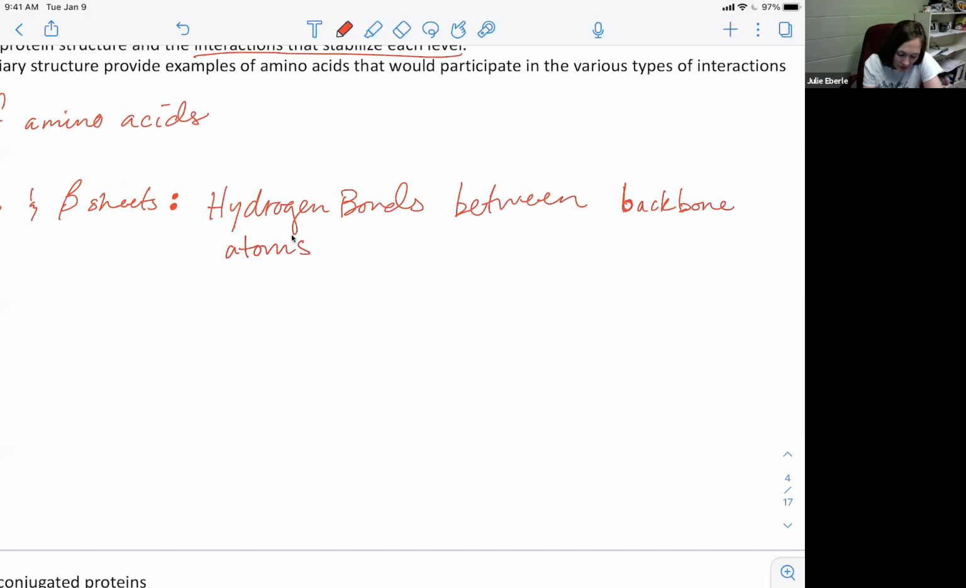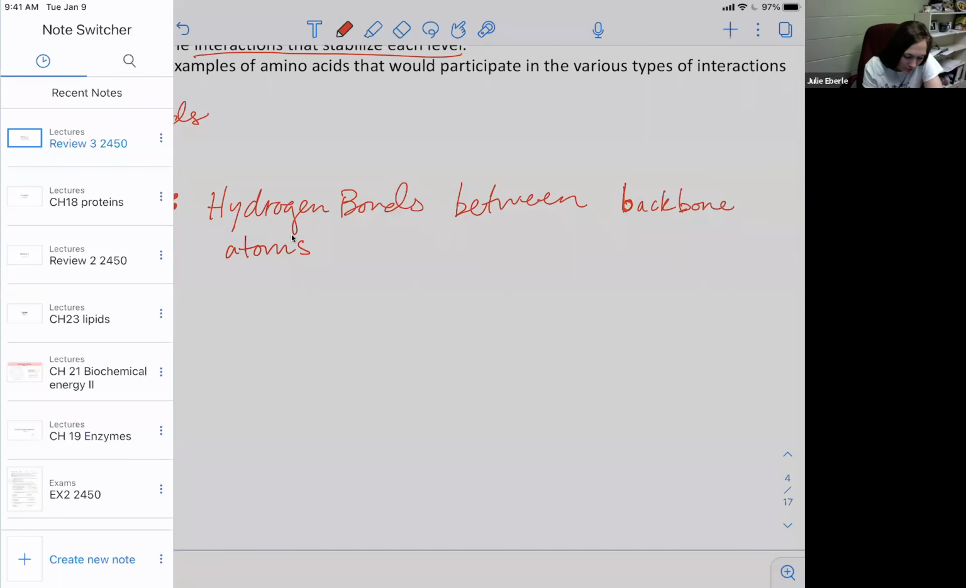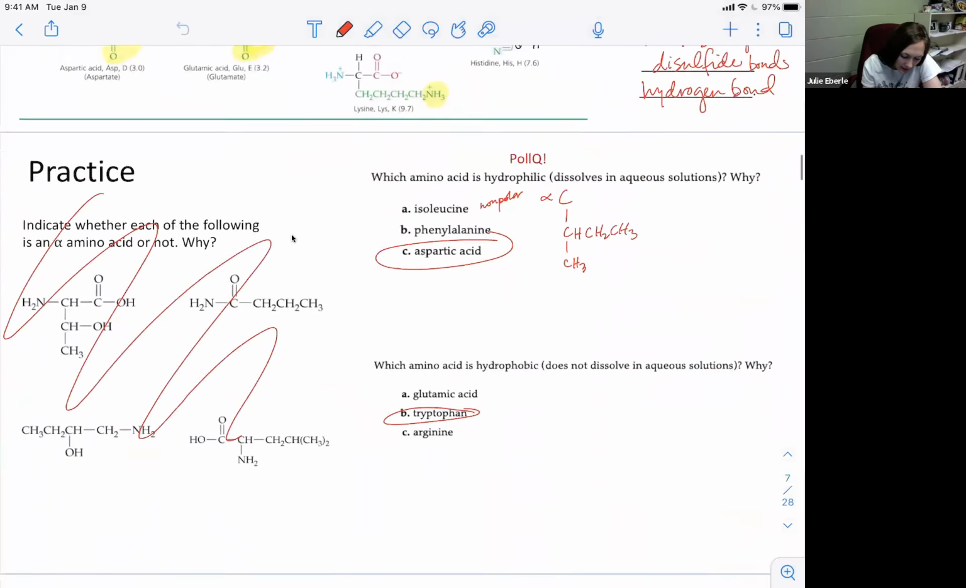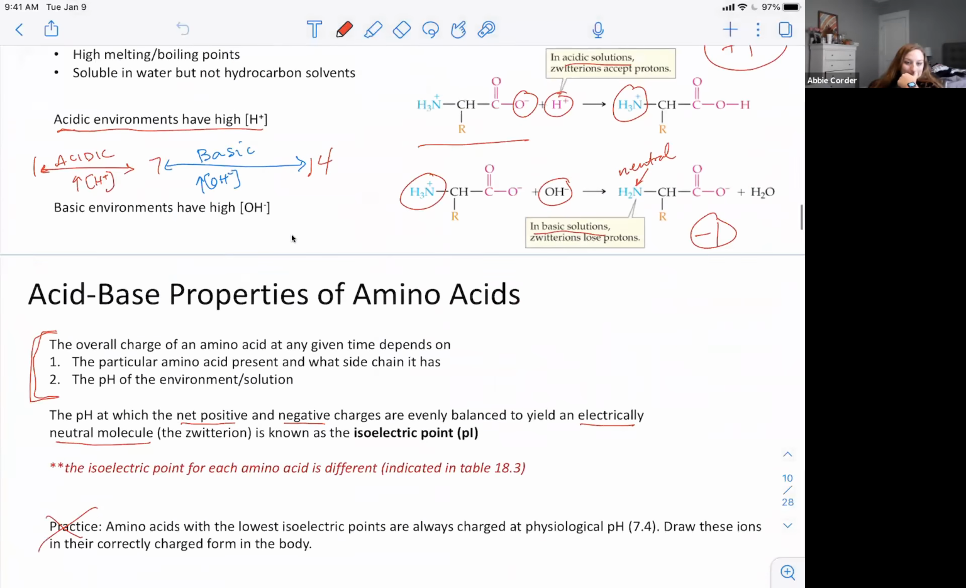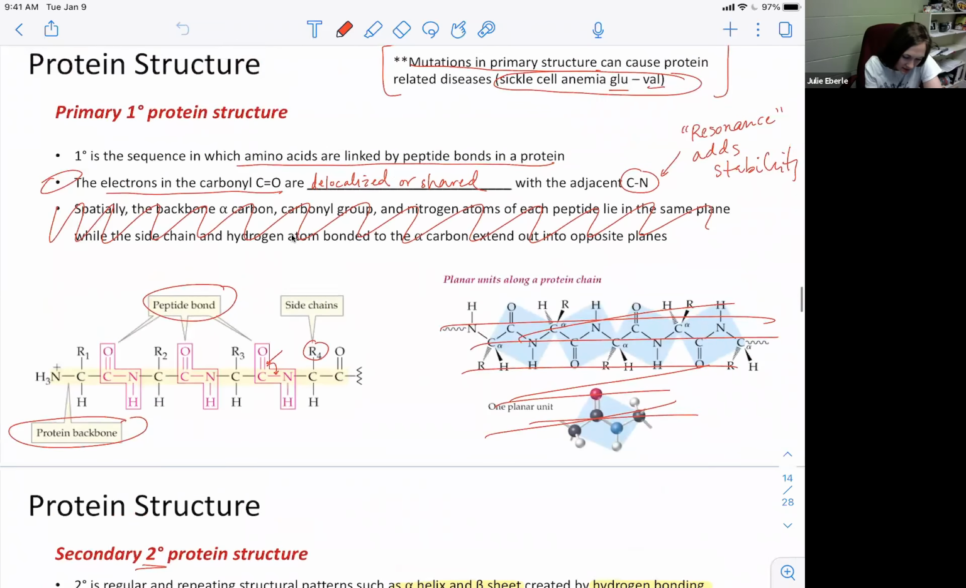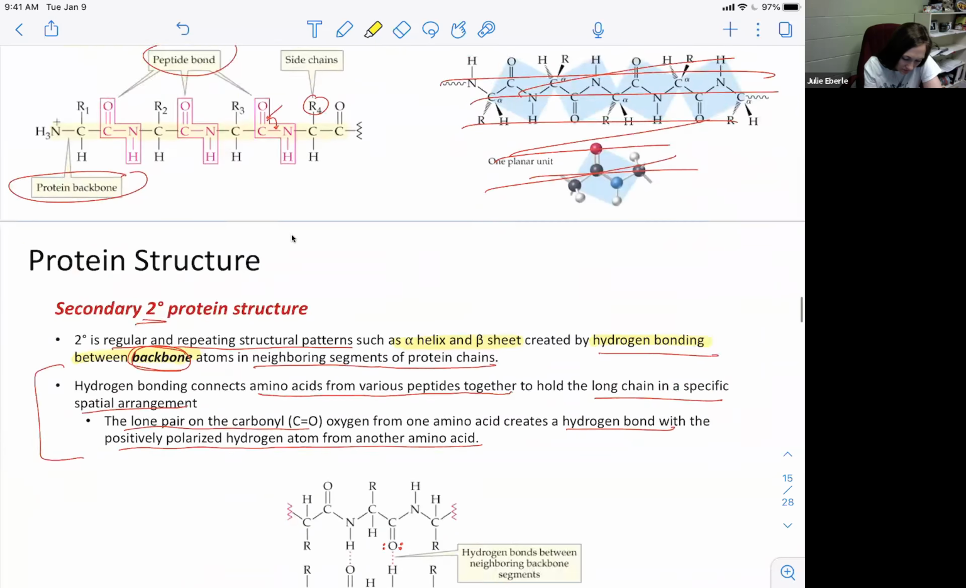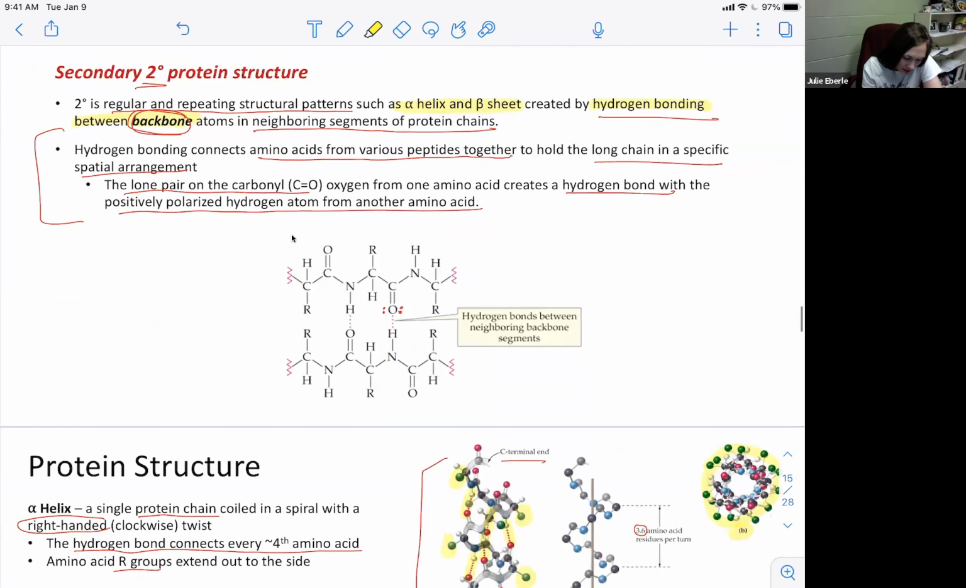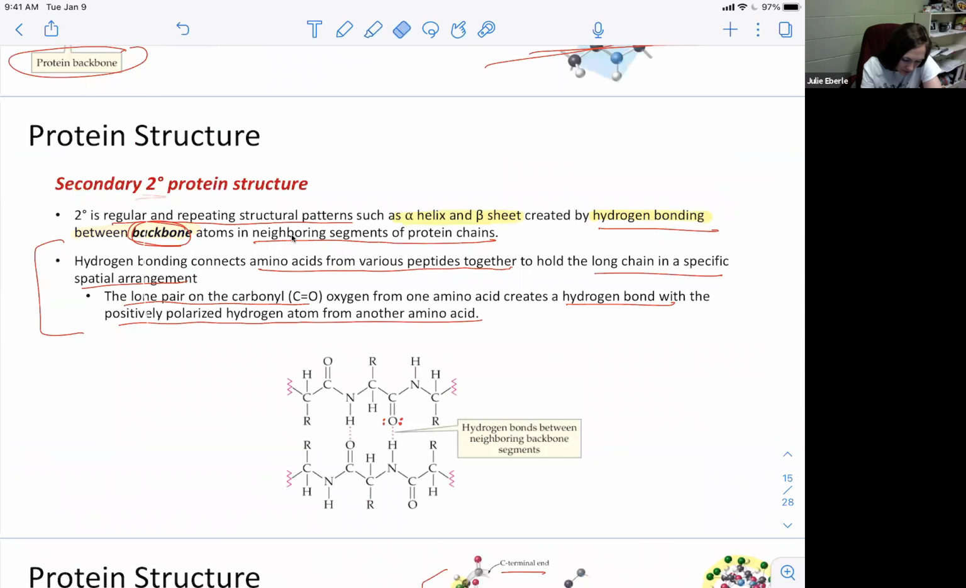Okay. So let's think about this. I'm actually going to jump over to the lecture where we talked about this. So there was primary structure where we just said the primary sequence is the amino acids, linked by peptide bonds. All right, here's secondary structure. Let me erase a whole lot.